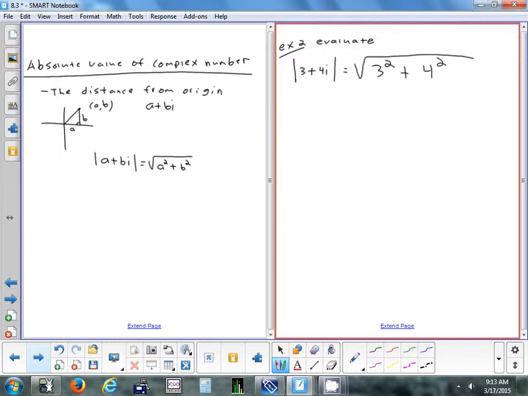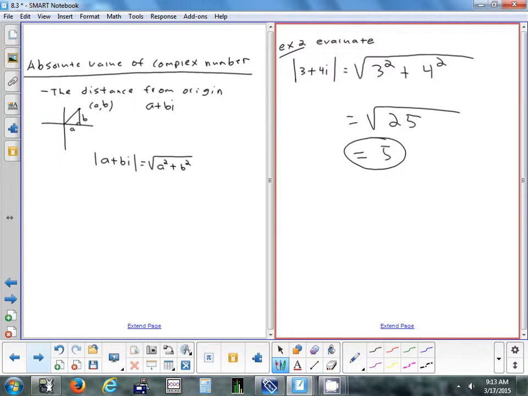Okay, so just use the 3 and the 4. 3 squared is 9, 4 squared is 16. Okay, add them up, you get 25. So what's the absolute value of 3 plus 4i? Masan? 5. That's it. And that's not an imaginary number, it's a distance from the origin. So it's 5 units.